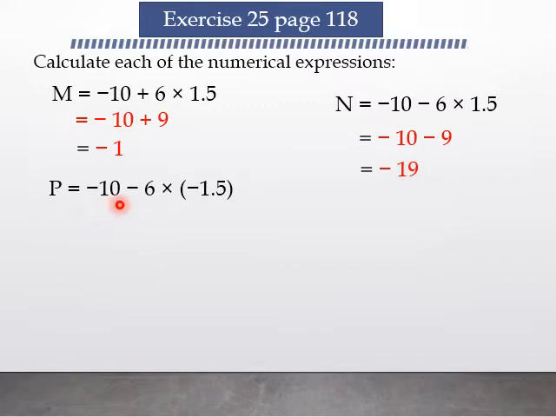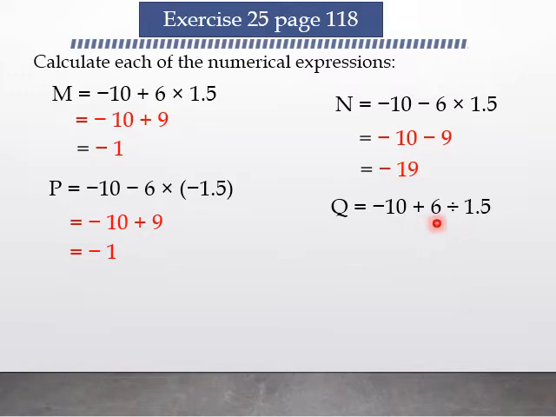P equals minus 10 minus 6 times minus 1.5. Here we have multiplication, and we multiply sign by sign, then number by number. I write on the line minus 10, and minus minus, the same sign, is replaced by a plus, and 6 times 1.5 is 9. It's the same as above: minus 10 plus 9, which is minus 1.